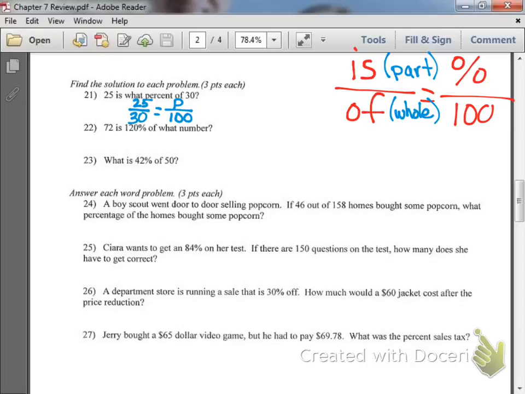Once you set this up, it's pretty simple. You just cross multiply and solve. 25 times 100 is 2500. 30 times p is 30p. And then I divide both sides by 30. Round to the nearest tenth, you get 83.3%. Questions on that one?